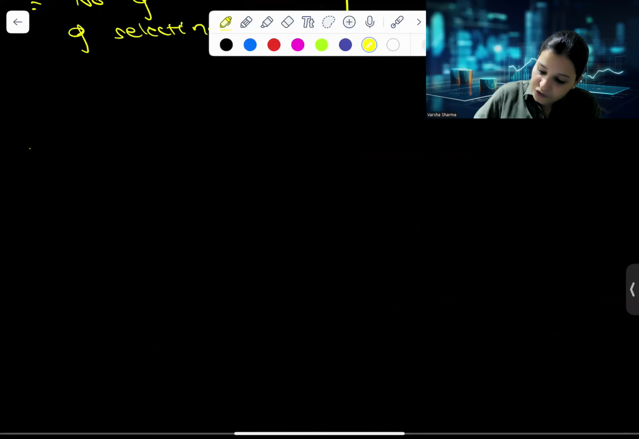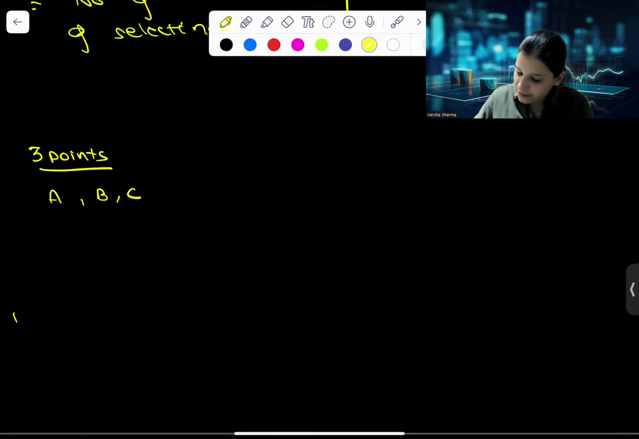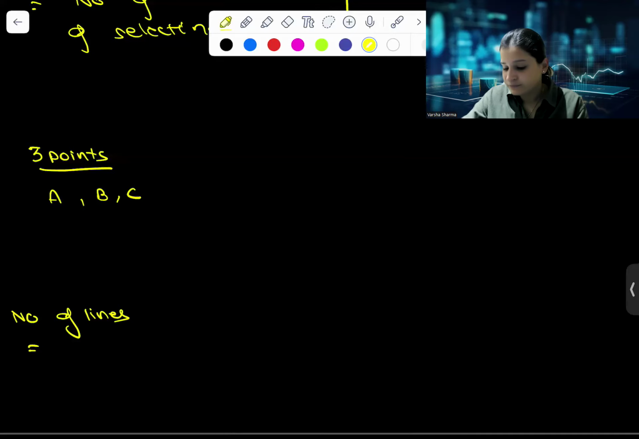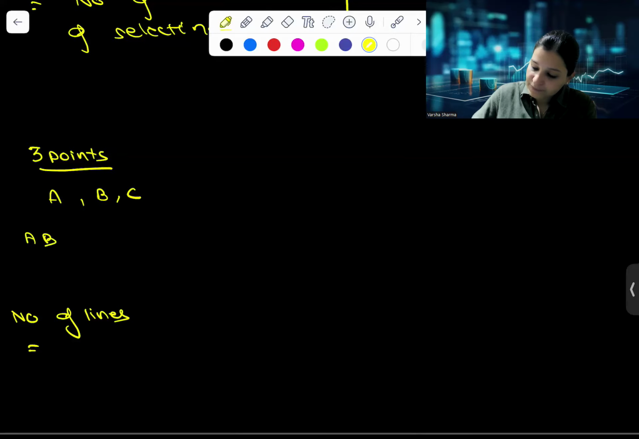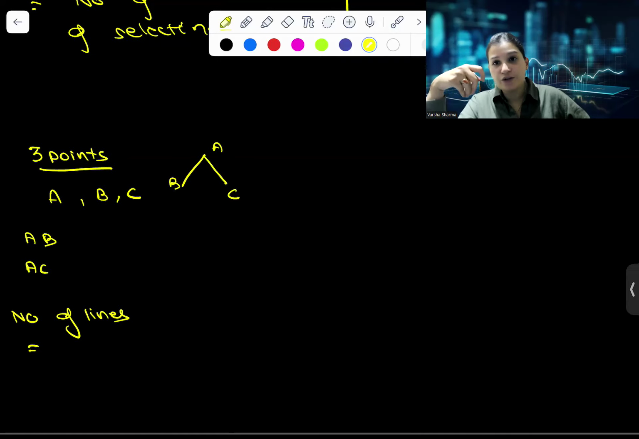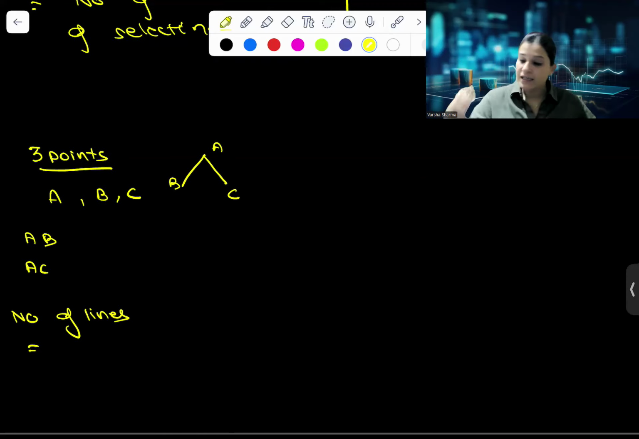Similarly, if I say that there are 3 points, A, B, C, what I'm counting is the number of lines. From A to B, draw a line. From A to C, draw a line. Now, since I've already drawn a line from A to B, I don't need to draw it again from B to A. Since AB and BA are considered the same here, it's a question of combination and not permutation, right? Now what we are left with is a line from B to C. So in total, we see that there are 3 lines.